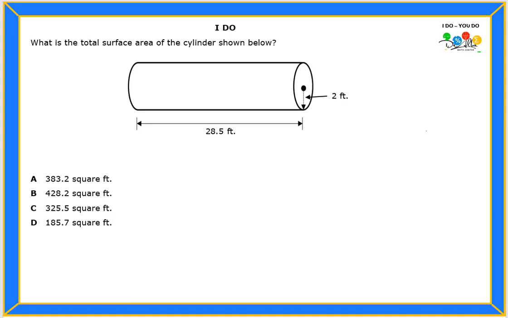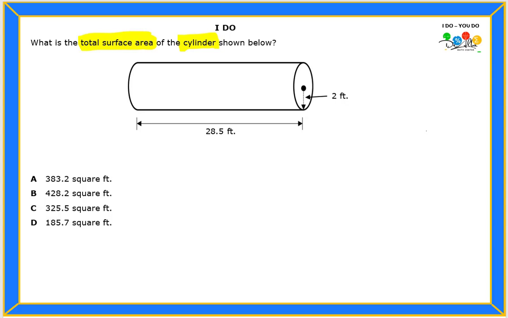And it says, what is the total surface area of the cylinder shown below? So what I'm going to be looking for is that total surface area, and the shape that we're going to be working with is a cylinder. And luckily for us, they have a picture already and they even have labels, right? But the only thing that I'm missing is to exactly know what the 2 represents and the 28.5, okay?